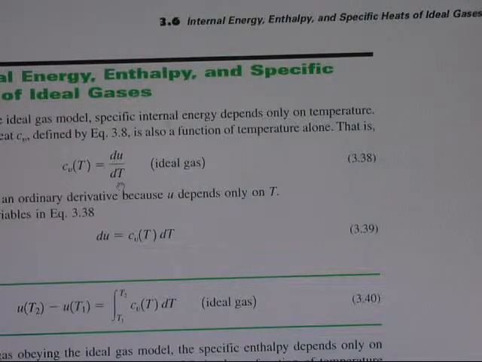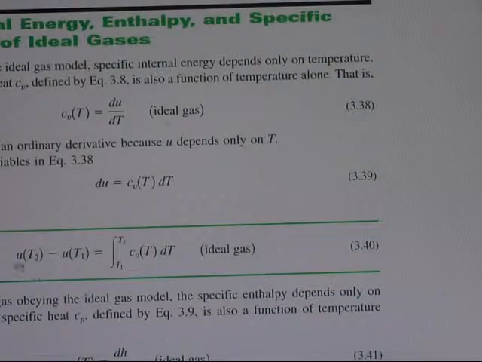du by dT means the rate of change of the internal energy. So the rate of change of the internal energy equals the specific heat CV. This is for the ideal gas. And therefore, the change in the internal energy du can be calculated as CV multiplied by dT.